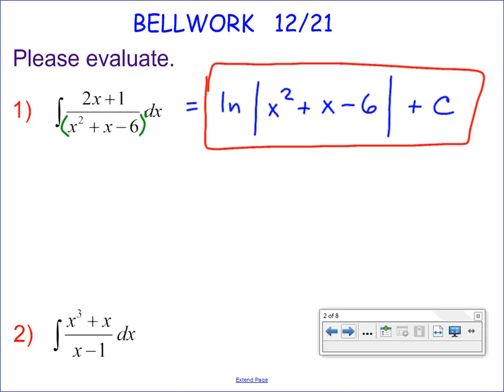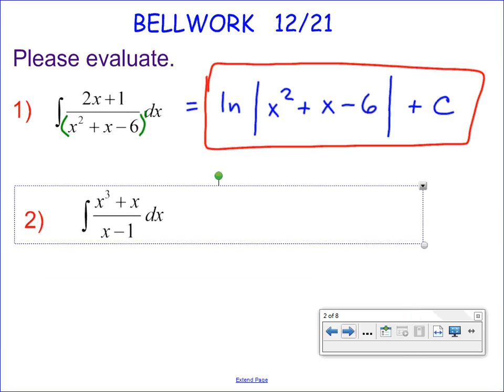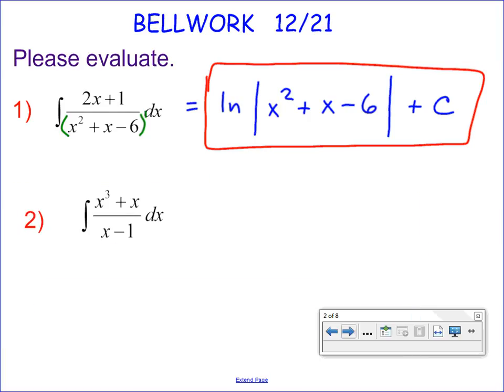All right, so what's up with number 2? Well, in number 2, the degree of the numerator is greater than or equal to the degree of the denominator. And so first, I'll use polynomial long division as a means to rewrite that rational expression. So how do we do that? I can't wait to share with you a video to remind us how to do that. But first thing we're going to do is take my top, x cubed plus x, and divide it by the bottom, x minus 1, to see how many times that x minus 1 goes into it.